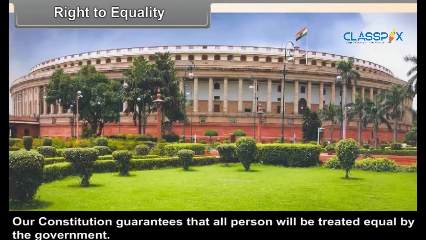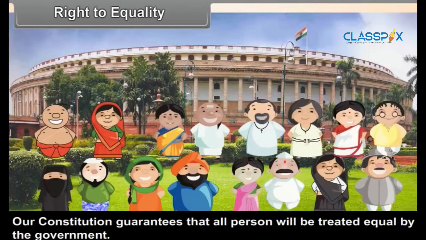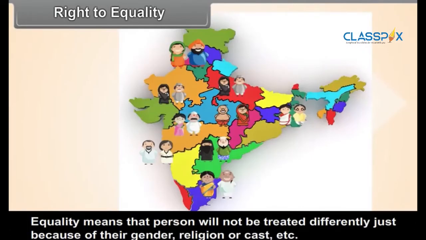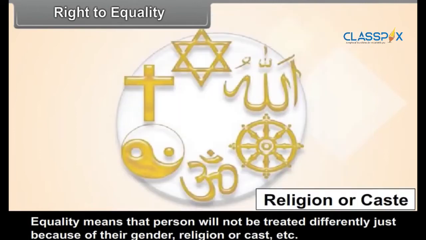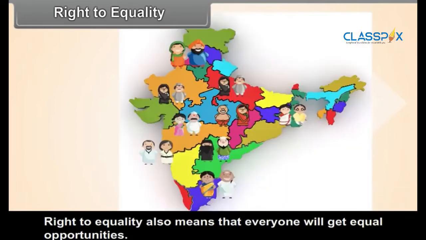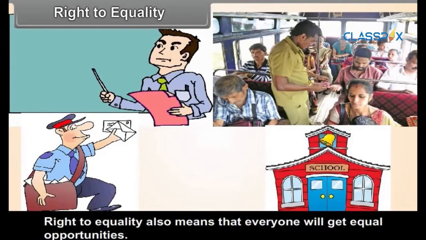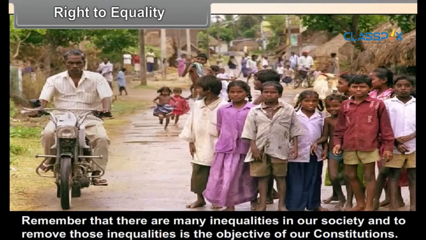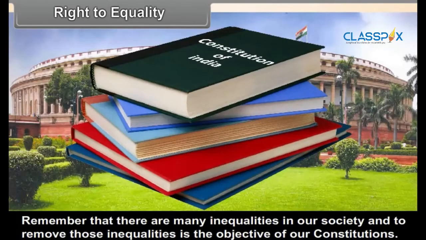Our Constitution guarantees that all persons will be treated equally by the government. Equality means that persons will not be treated differently just because of gender, religion or caste, etc. Right to equality also means that everyone will get equal opportunities. Remember that there are many inequalities in our society, and to remove those inequalities is the objective of our Constitution.